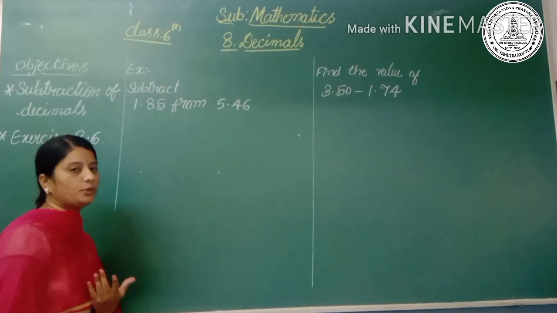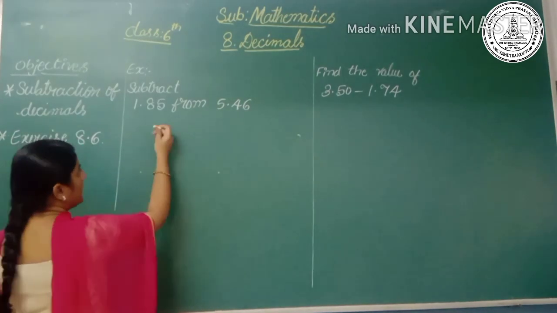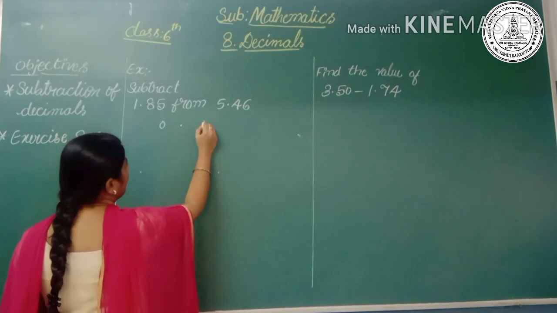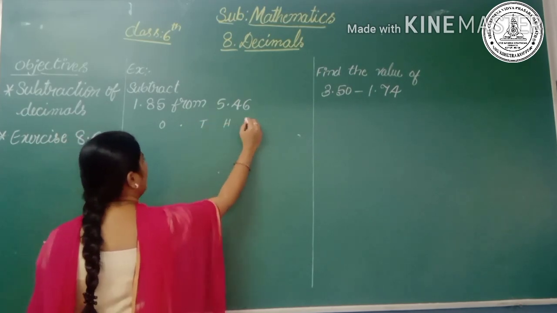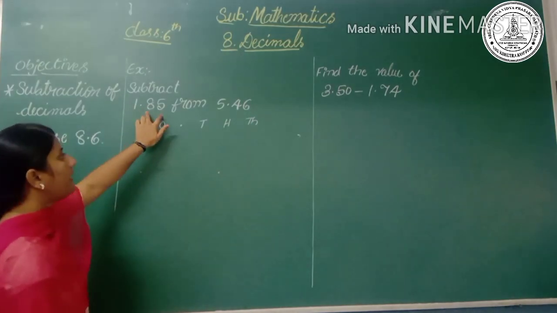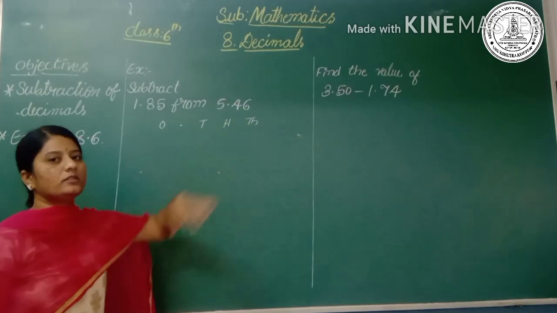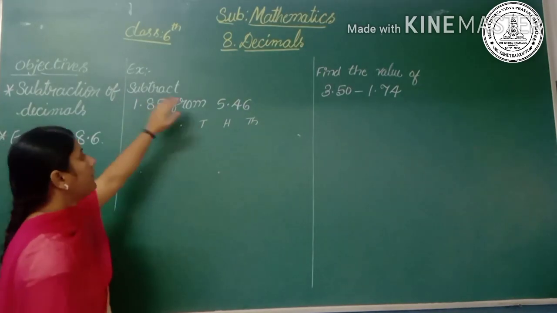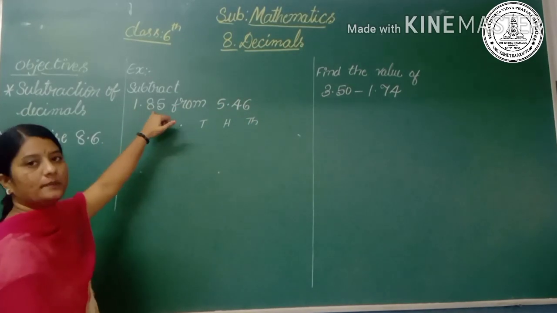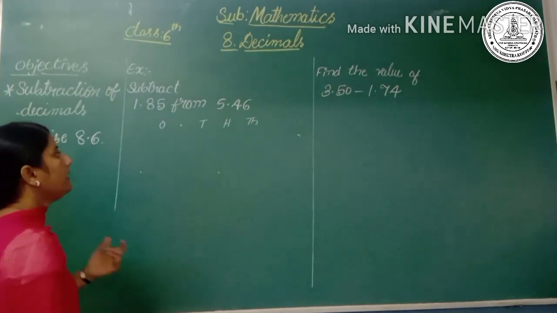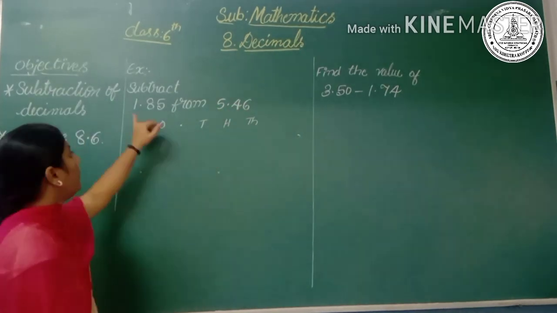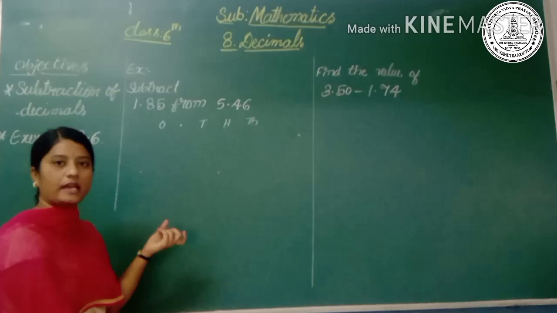Here I have taken two examples. First write the place values: ones, decimal point, tenths, hundredths and thousandths. Okay, see here, 1.85 from 5.46. So we have to subtract 5.46 minus 1.85. Here 5.46 is the minuend and 1.85 is the subtrahend.